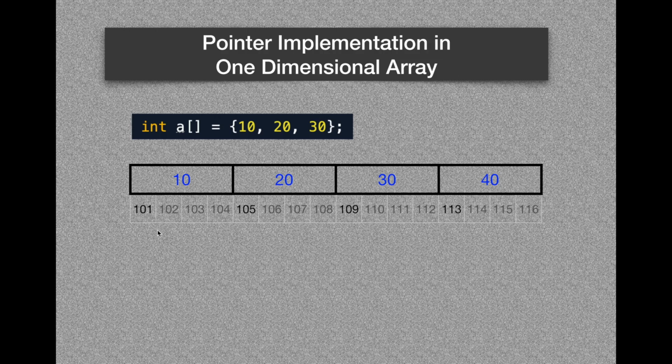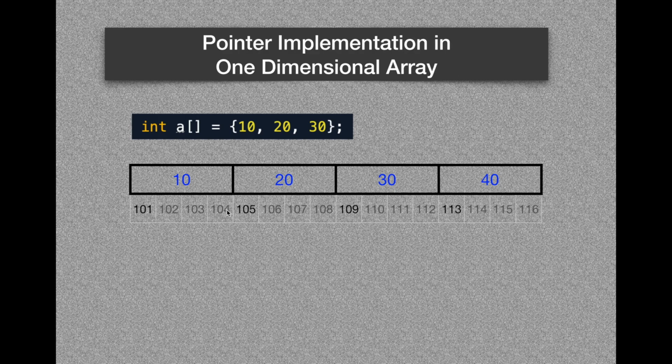And here I mentioned the byte address. Just for simplicity, I represent it by a simple integer 101, 102, 103, 104. As we know, each integer needs 4 bytes of memory. The next integer needs 4 bytes. Since each byte has a unique address, you can see that 10 has starting byte address 101, ending with 104. And since it is contiguous, the next data starting address will be immediately after that.